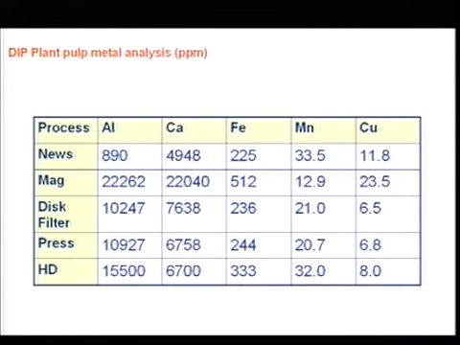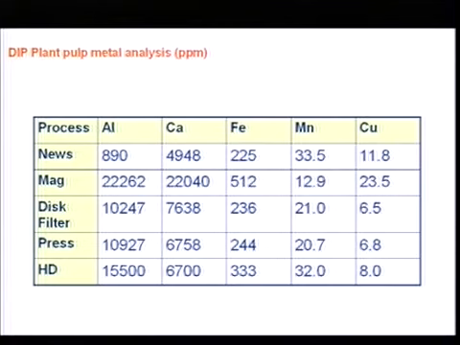You have calcium content way high in ppm. Iron level is very high. So you can see magazine contributes quite a lot to the metals. And typically when you process through the de-inking process, when it reaches disc filter, from a particular mill, I collected these numbers. The iron goes down to 236 from an initial number of anywhere between 250 to 300. Manganese goes down, so does the copper.